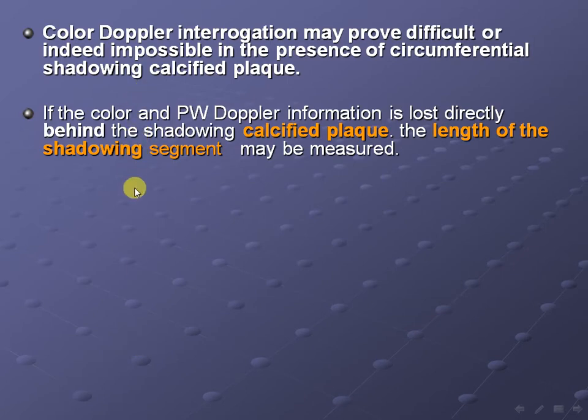Then, color Doppler interrogation may prove difficult or indeed impossible in the presence of a circumferential shadowing calcified plaque. This is an important thing to notice. If there is a circumferential heavily calcified plaque, you put color Doppler and you see nothing, just a dark line. You cannot gain any color flow. If the color and pulse wave Doppler information is lost directly behind the shadowing calcified plaque, you measure the length of this calcified segment. That's it. You cannot measure anything else.